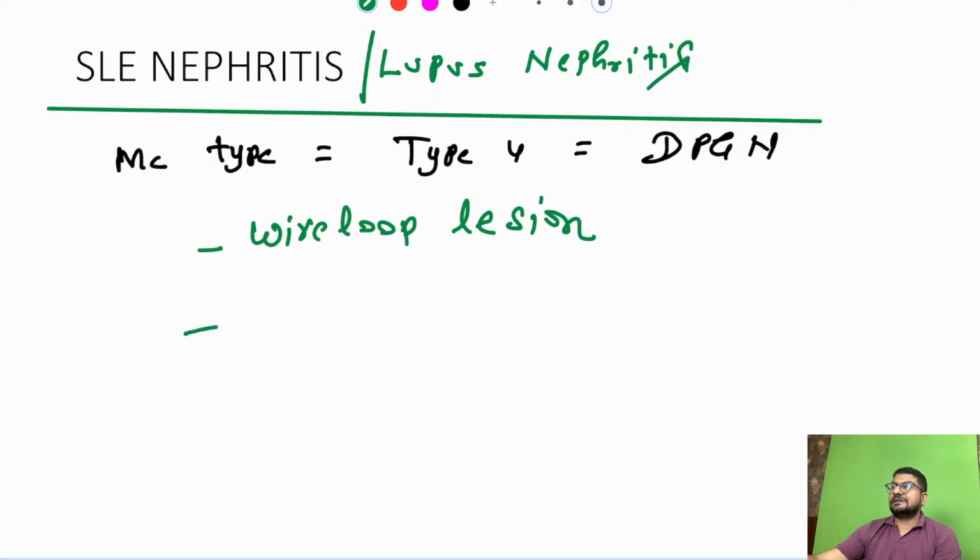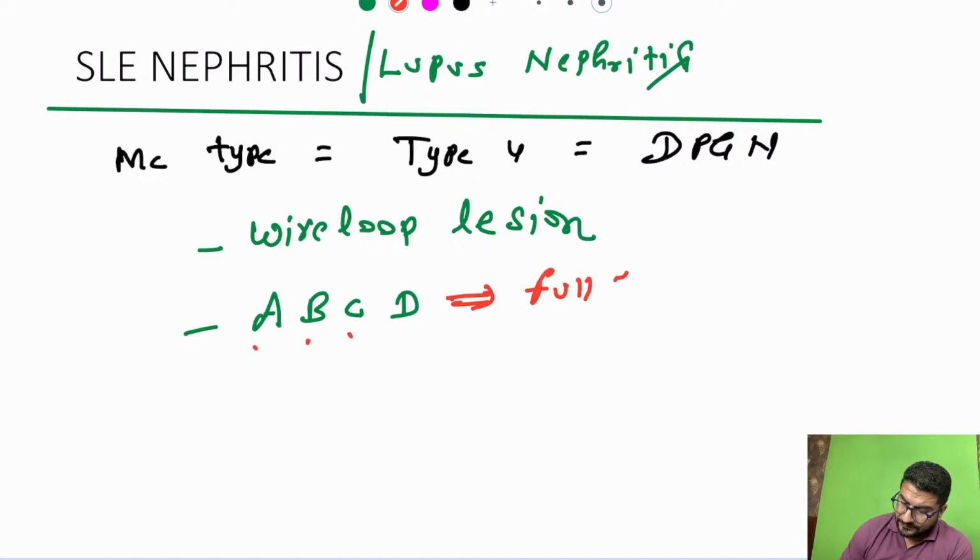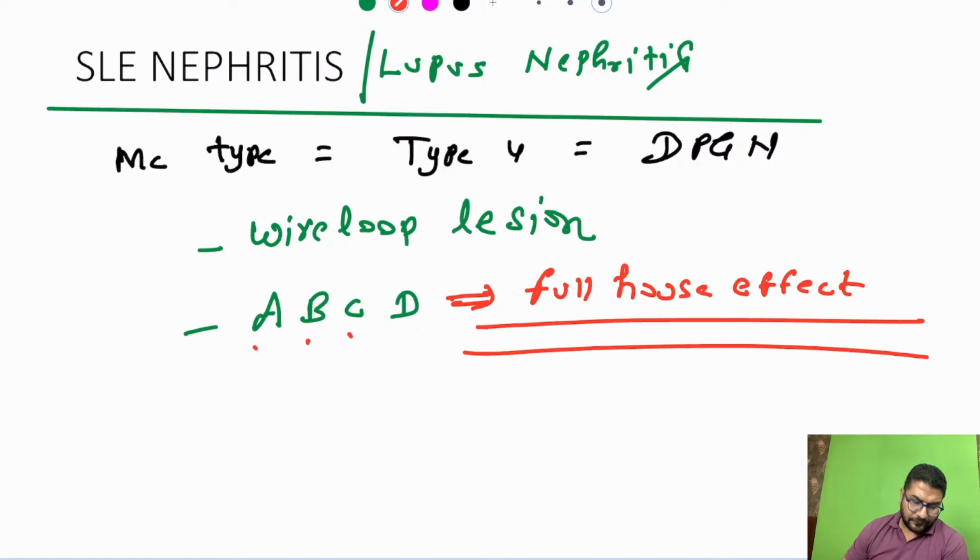Everything will deposit. So you can see everything will deposit here. So when everything deposits, what do we call this? We call this ABCD. ABCD means anybody can deposit. Anybody can deposit means we call this full house effect, or you can say houseful effect.